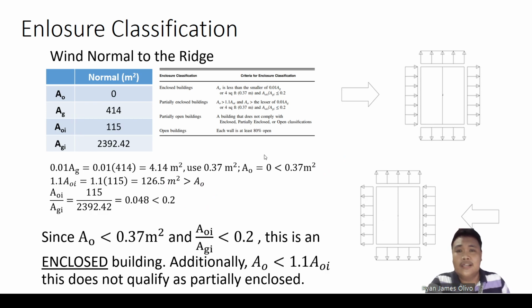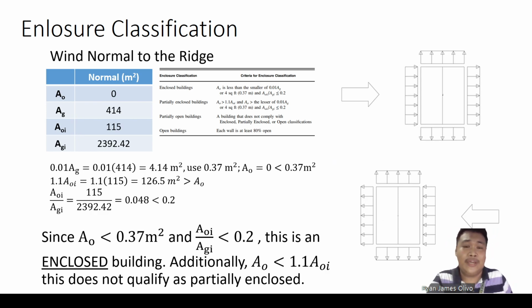You can see here. So let's check the case parallel to the ridge. How about the parallel to the ridge? This one is for normal to the ridge, so this is scenario A. This is for the normal. So let's check what the enclosure classification is in parallel to the ridge.